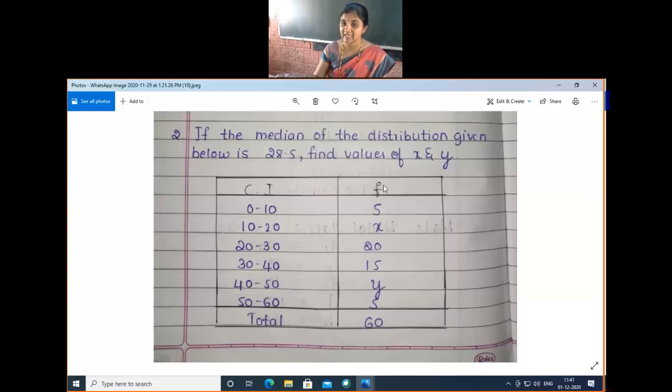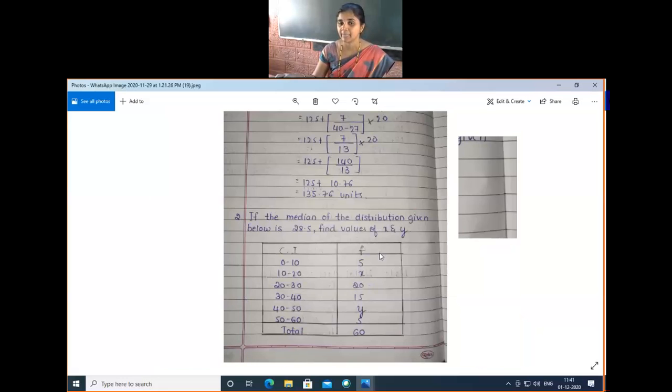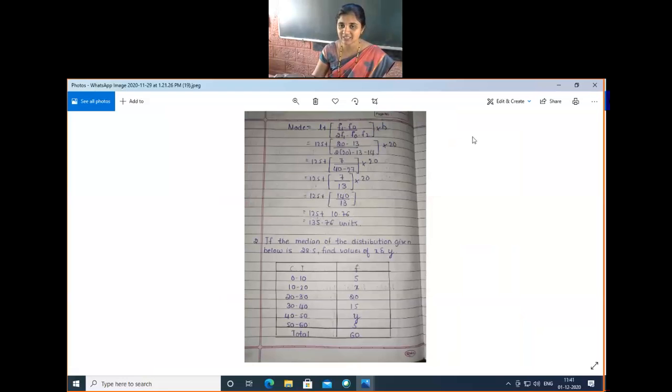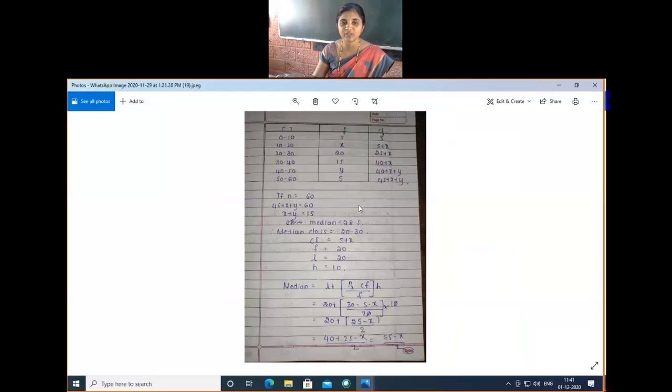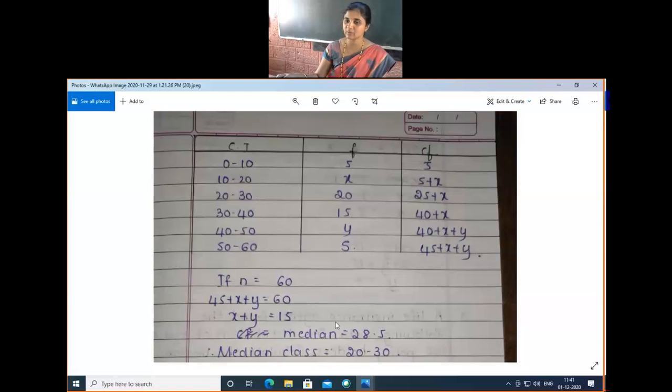So the total is 60. This is like the example problem we discussed, where the total frequency is 60. We have worked out this type of problem right now, so this is a revision part. What do we do? Same to same. For the median concept, we have to find the cumulative frequency first. The median is already given. We have the class interval and frequency, and the cumulative frequency we have to work out.